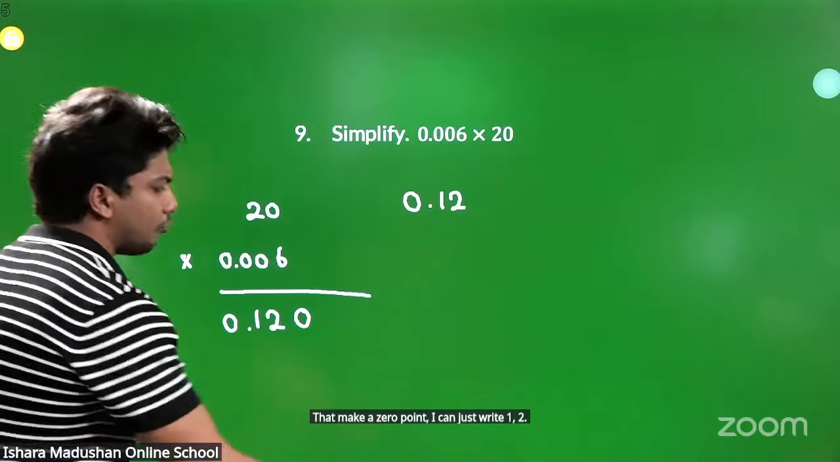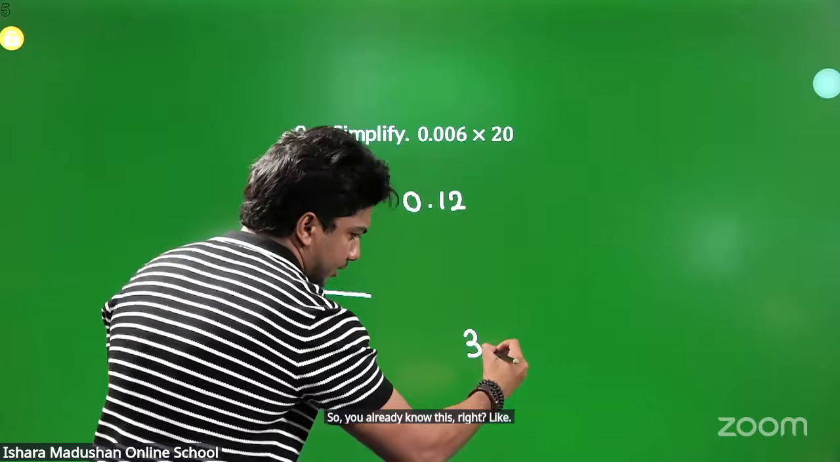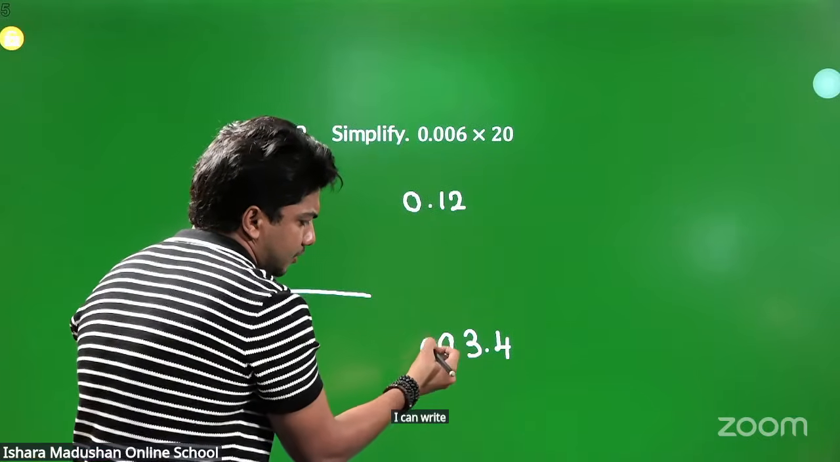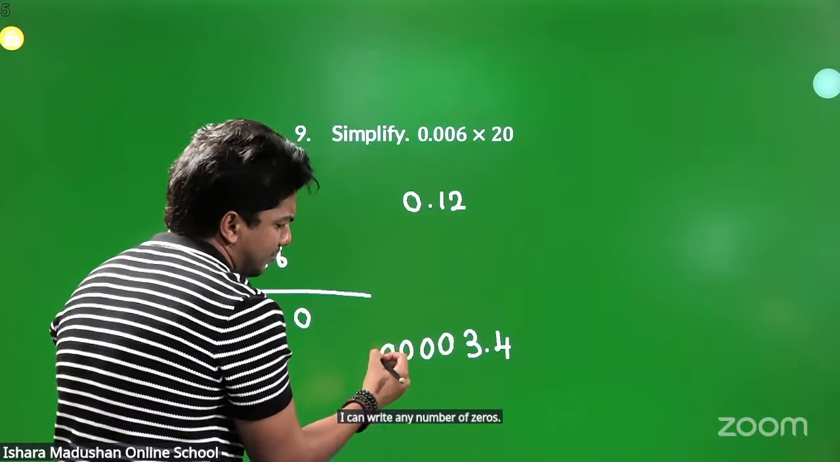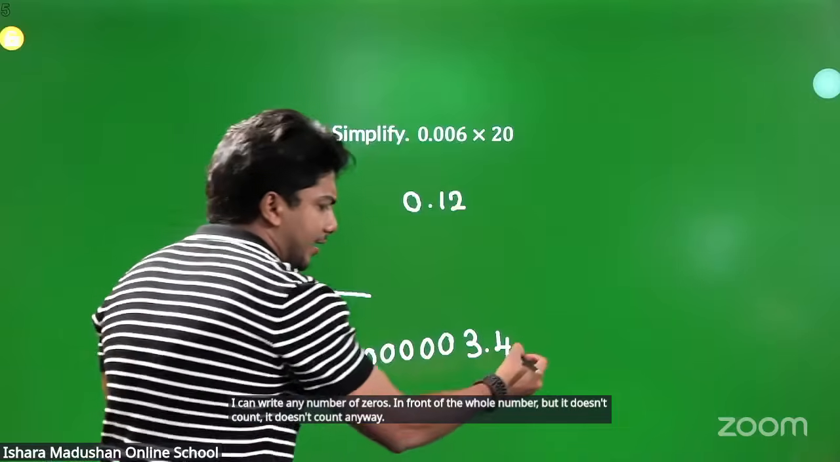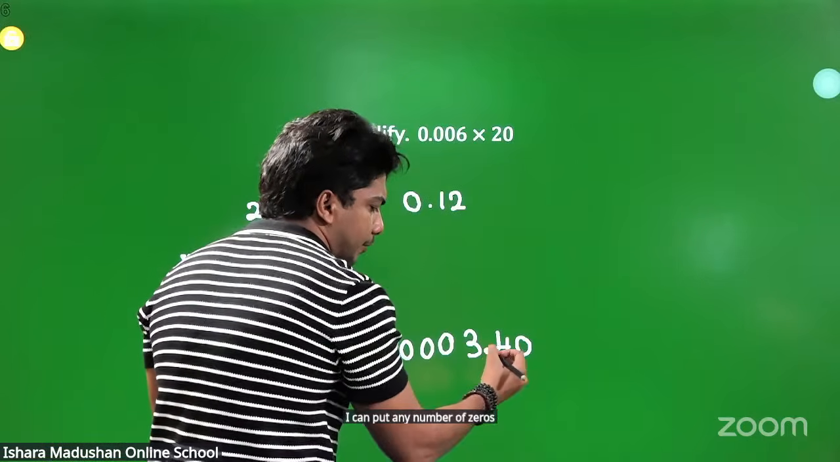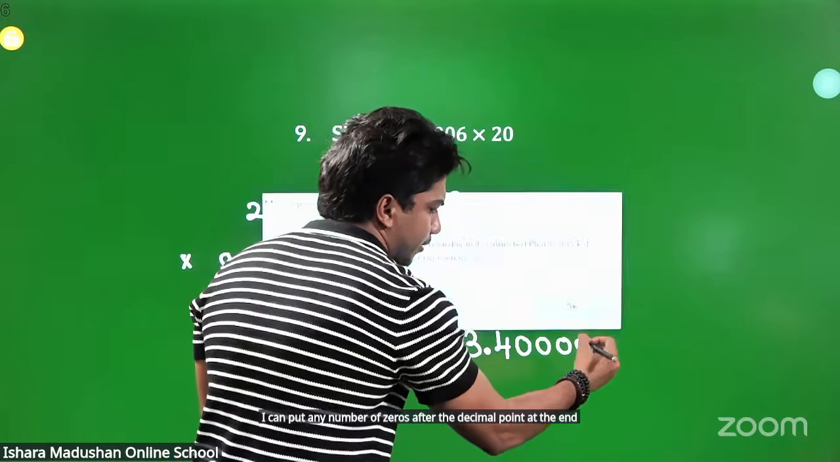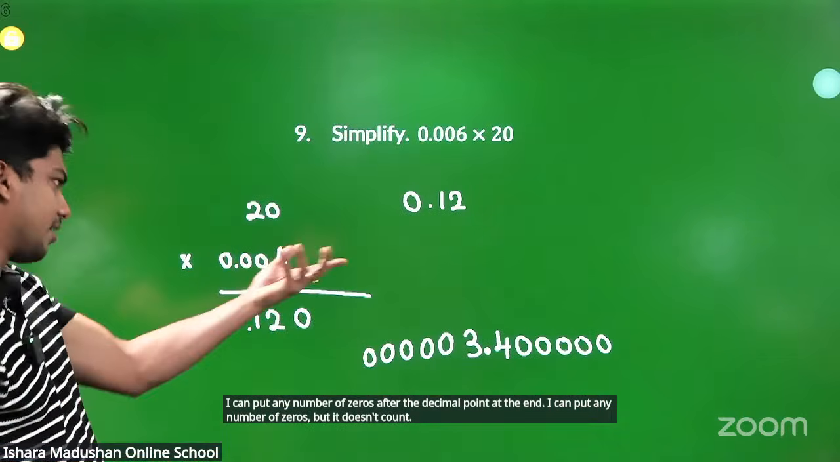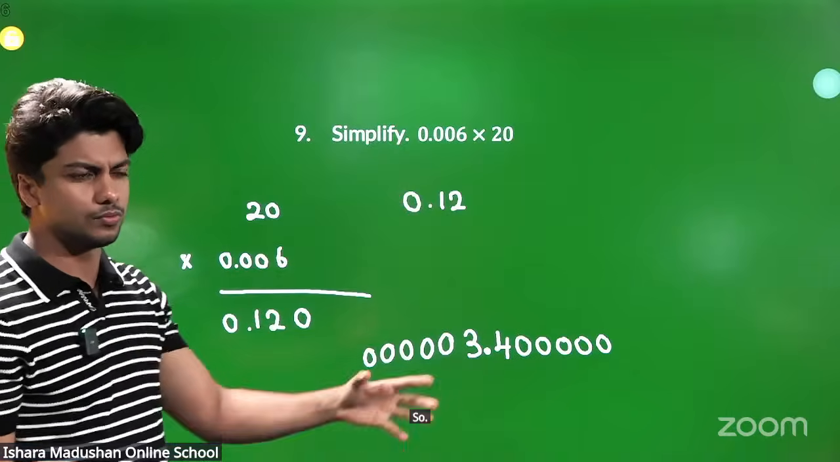Right. So you already know this, right? That when I take a decimal like 3.4, I can write any number of zeros in front of the whole number, but it doesn't count. It doesn't count any value. I can put any number of zeros after the decimal point at the end. I can put any number of zeros, but it doesn't count. මේ 0 එකේ කිසි වටිනාකමක් නැහැ ළමයි. So 0.12. Okay.